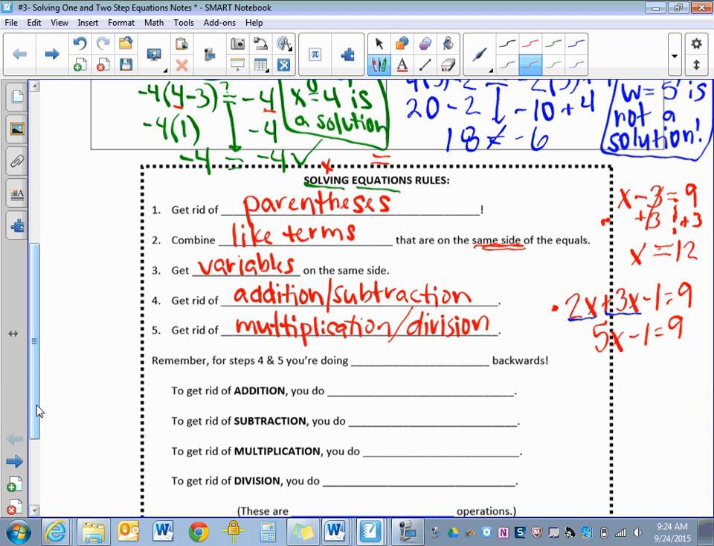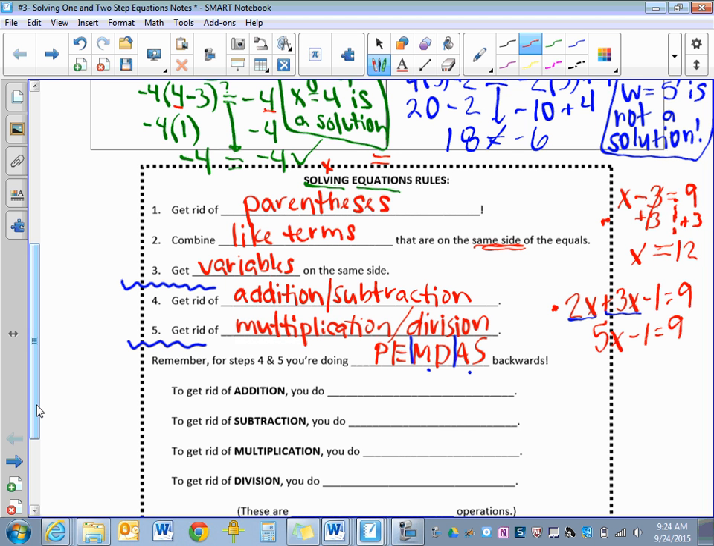Alright, so remember for steps 4 and 5, you're doing PEMDAS backwards. So you'll notice that we do the addition and subtraction first, and then we do the multiplication and division. After we get rid of our parentheses and combine like terms, here's where we're doing PEMDAS backwards. And this is again when we're crossing that equal sign.